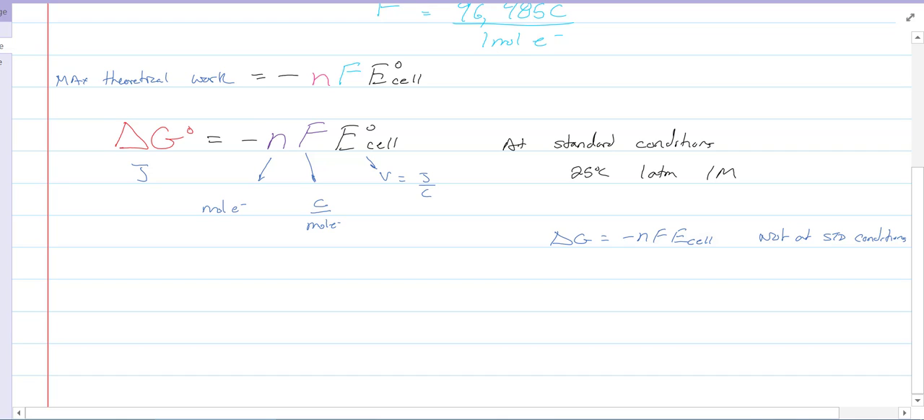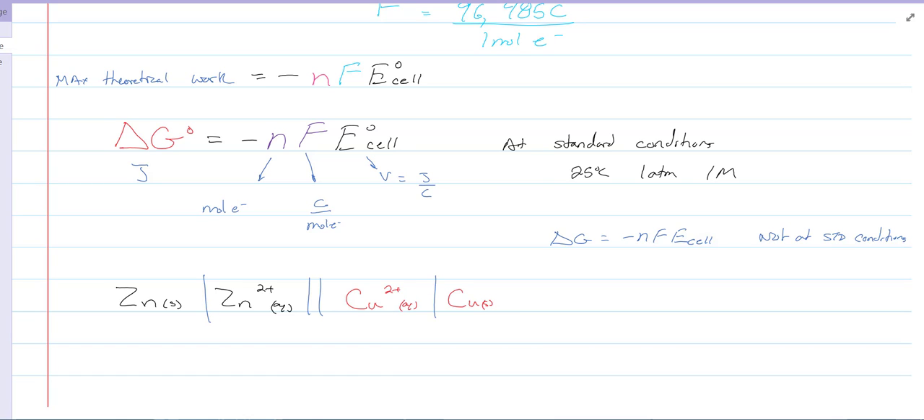Okay. So let's go back to one of our first examples where we had zinc solid going to zinc 2 plus and copper 2 plus going to copper solid. We had a voltage of 1.10 volts. That was E standard for the Daniell cell. What is delta G for this case?